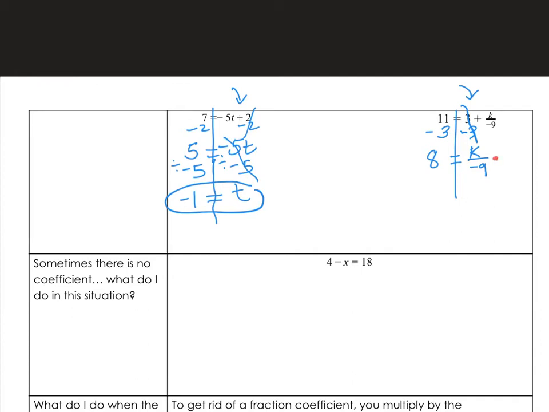When I do it, I need to multiply by -9. When I do it on the right-hand side, I get K by itself. And then when I do it on the left-hand side, I'm going to get -72 as my answer, okay? Because we have a negative times a positive, which is going to give me a negative answer. So K equals -72. If you have extra time while you're watching this video, we encourage you to check your work by plugging the value that you get for your variable back into the original equation.